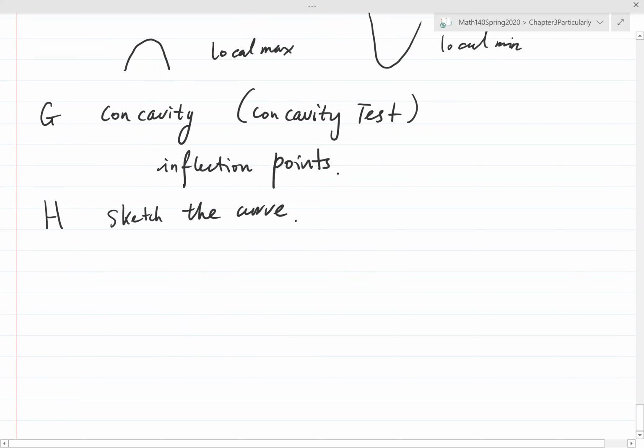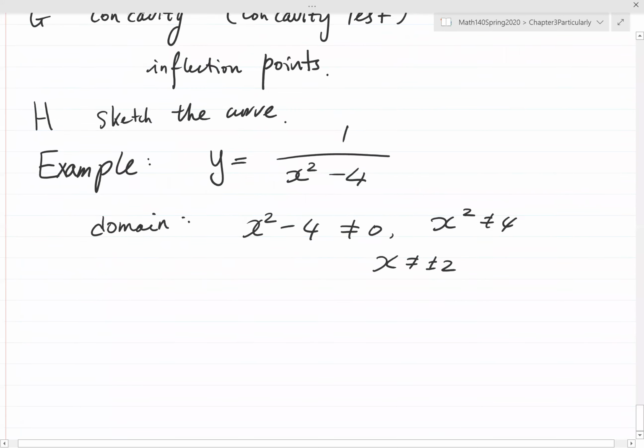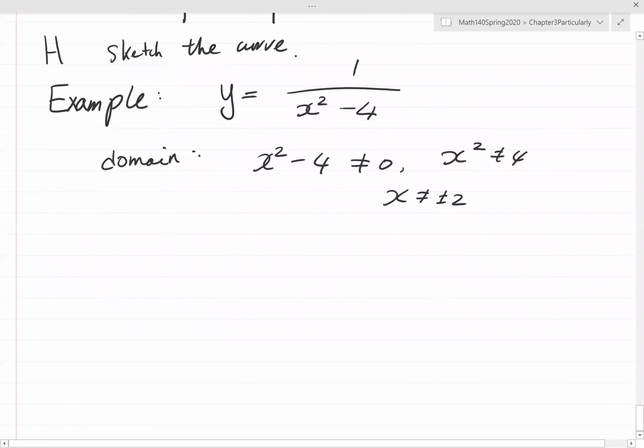So let's see this example. Let's choose this function y to be 1 over x squared minus 4. First, its domain. The domain is all the values of x such that the denominator is non-zero. So x squared is not equal to 4, so x is not equal to plus or minus 2. So its domain is all real numbers except plus or minus 2.